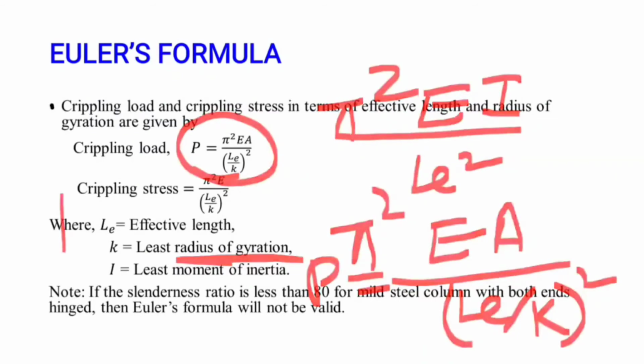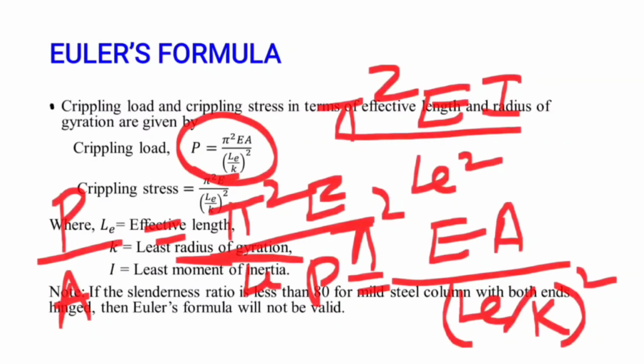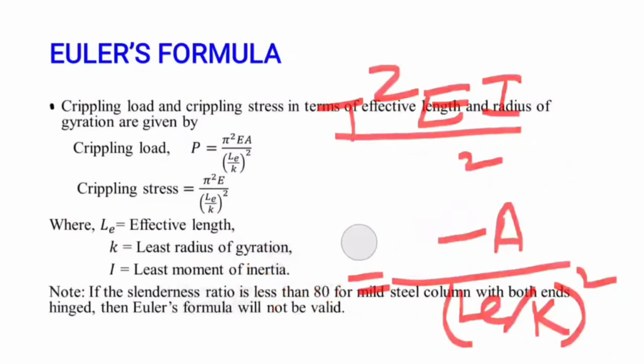For this stress, P by A, this is the stress value. That's why pi square E by (LE by K) whole square. In the next slide, we see what is meant by least radius of gyration.